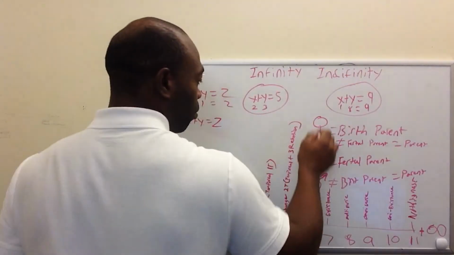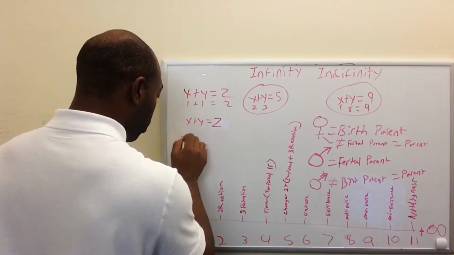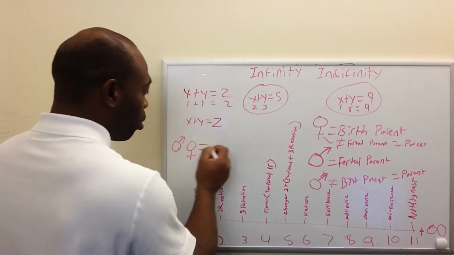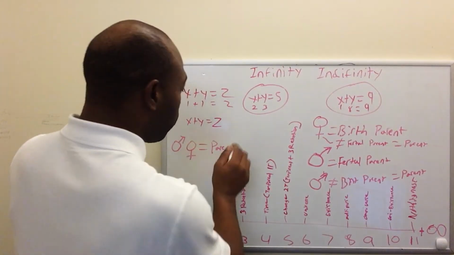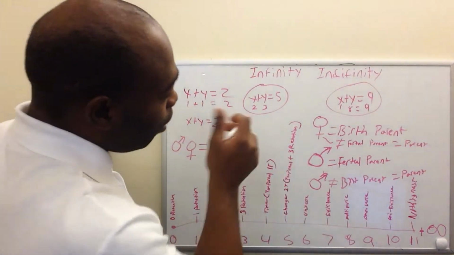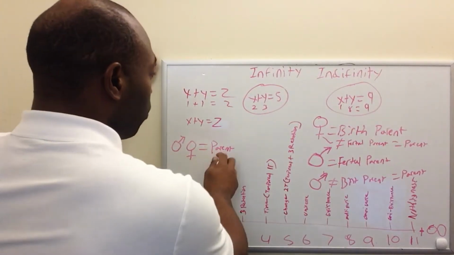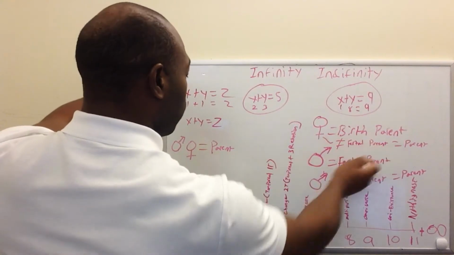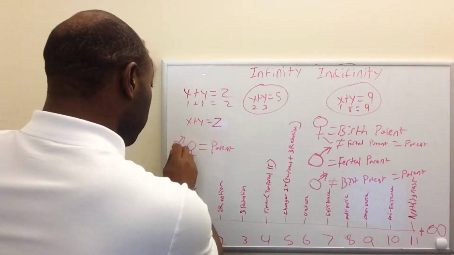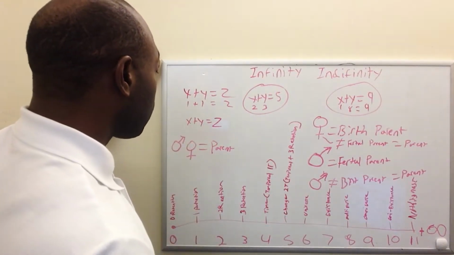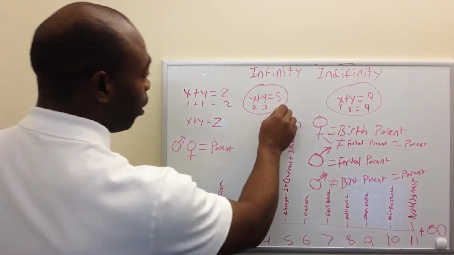So together, both of these symbols are equal to parent. They're both equal to parent. And this is kind of how infinite and definite works, because it's built around inherence. These two symbols are both parents. This symbol is a fertile parent. This symbol is a birthing parent. They're both parents. And from those values, you get equality.